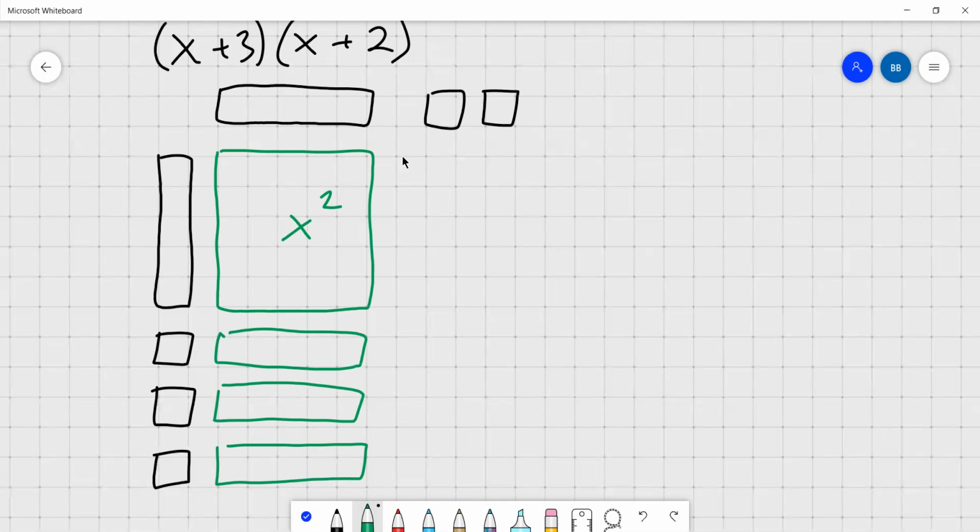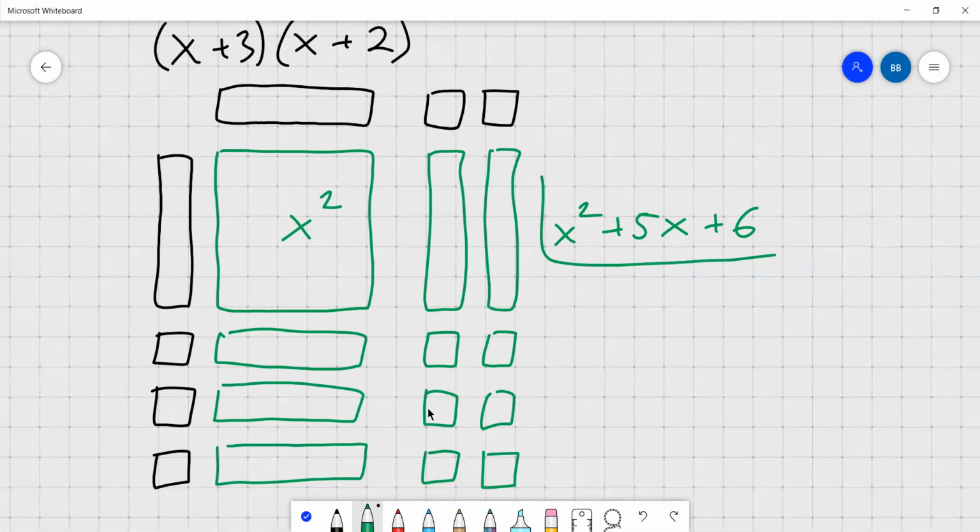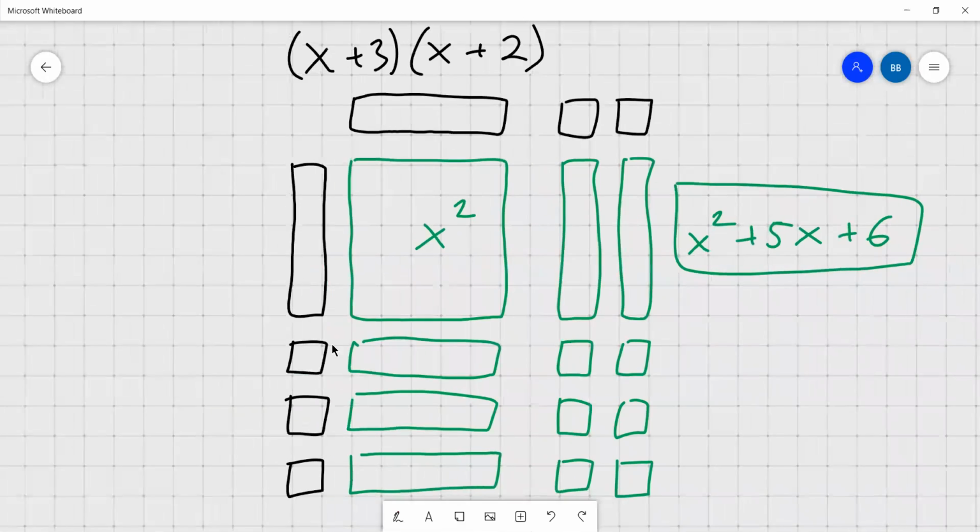Up here, we will draw an x. With this square here, we will also draw an x. And then down here, we will have a bunch of ones, just like this. So what is our answer? We have 1 x squared. We have 1, 2, 3, 4, 5 x's. And we have 6 ones, which will give us our answer of x squared plus 5x plus 6. Not bad, right?